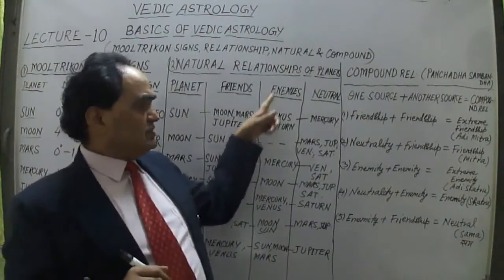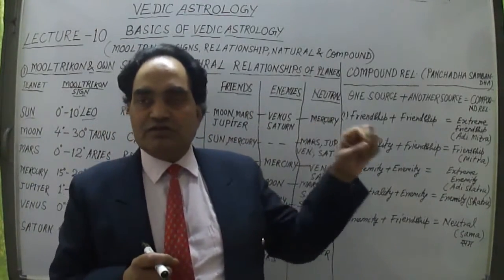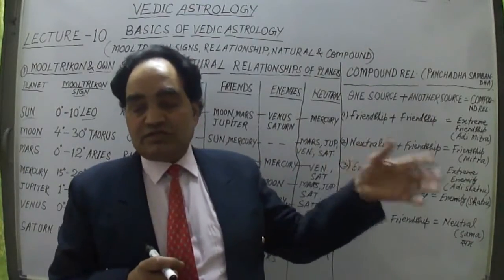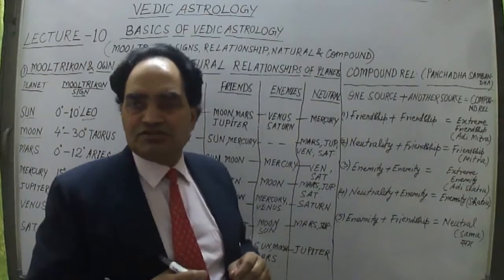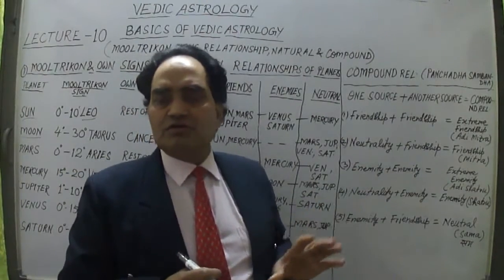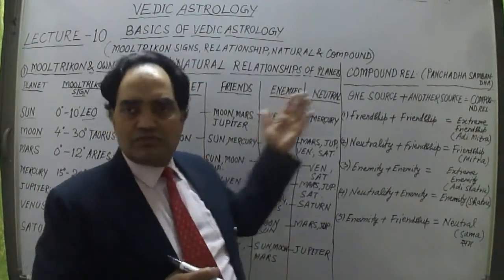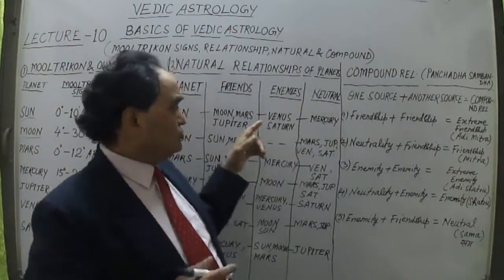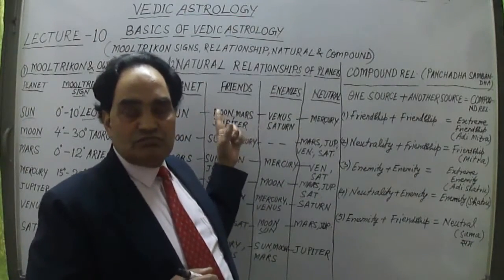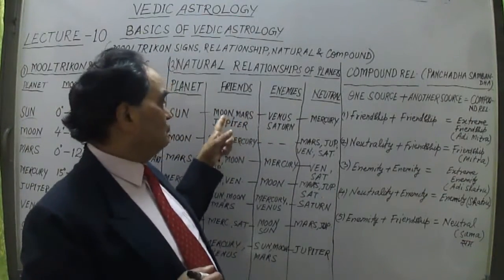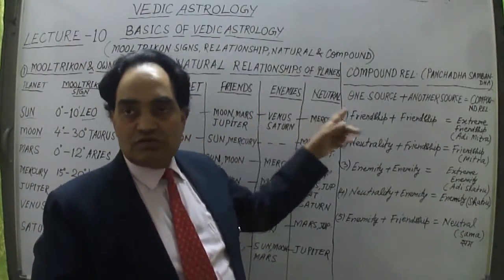Okay, this is the natural relationship. If you see that Sun is aspecting Saturn or Saturn is aspecting Sun, they have some inimical relationship. Their results will not be good. They will give bad results. We will talk about how they are aspecting each other. So Venus and Saturn are enemies to Sun, but Moon, Mars, and Jupiter are friends to Sun. Who are the neutral then?